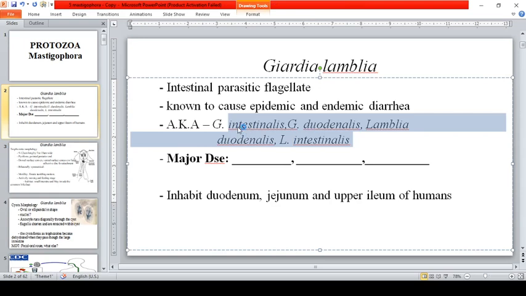Major diseases caused by Giardia lamblia are dysentery, malabsorption syndrome, and Giardiasis or lambiasis. Giardiasis manifests a significant non-life-threatening gastrointestinal disease. Giardia lamblia inhabits the duodenum, which is a part of the small intestine, the jejunum and the upper ileum of humans.